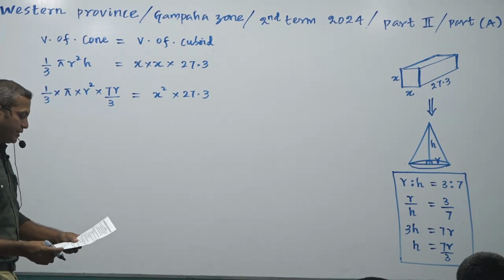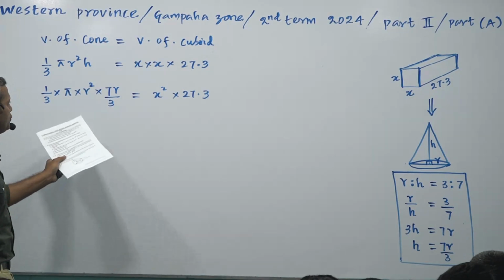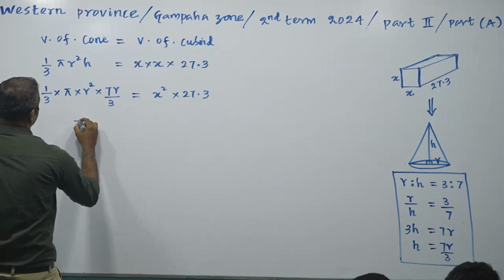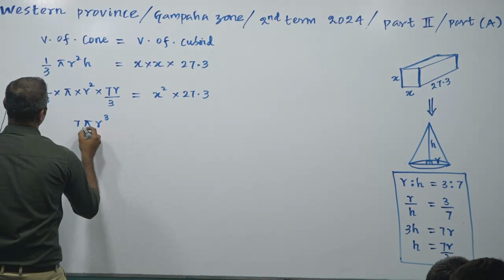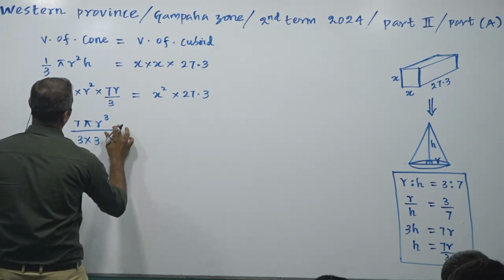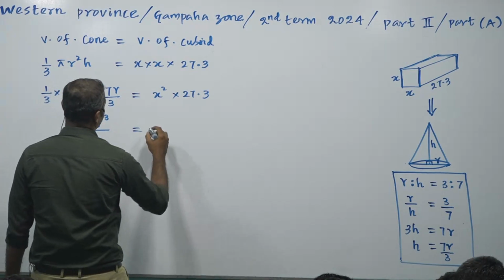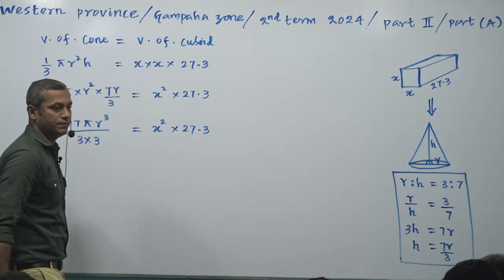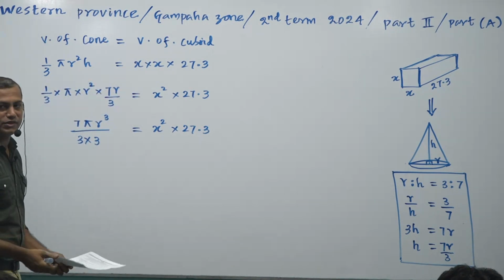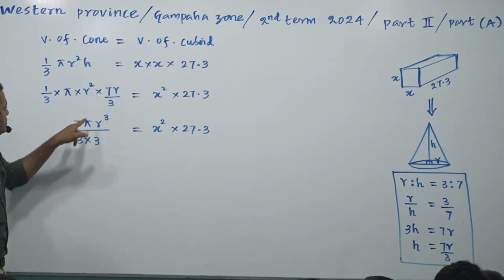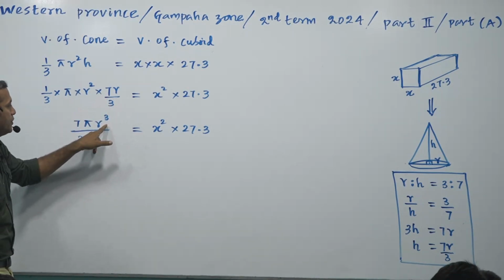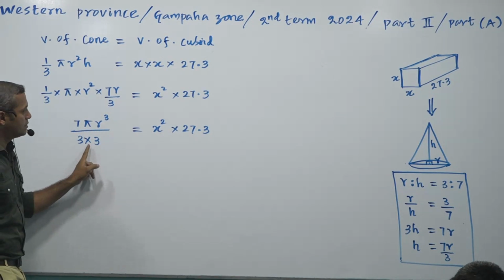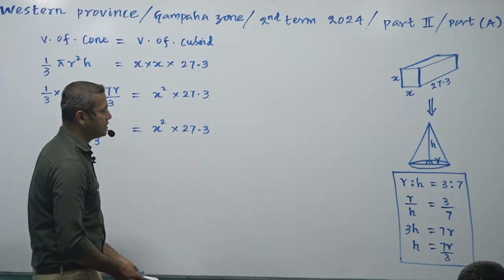The question is to show the radius of the cone. Radius of the cone means we need to make r the subject. Then pi, 7 is there. 7 pi r cube over 3 into 3. This is equal to x squared into 27.3. Yes or no? 7 pi r squared into r, so r cube, over 3 into 3. I will write it as 3 into 3. This is equal to x squared into 27.3.